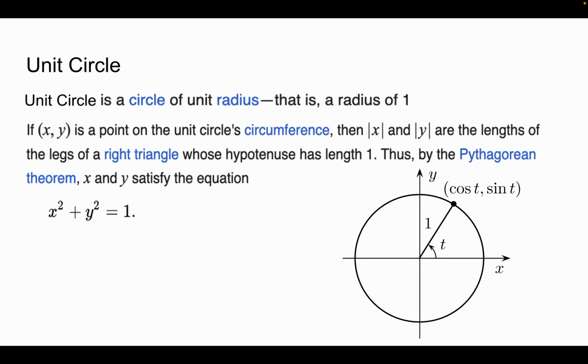Now let's talk about one of the most important ideas in trigonometry, which is the unit circle. It's a circle with a radius of 1. As a point moves around it, its coordinates give you the cosine and sine values, as you can see in the figure down below.